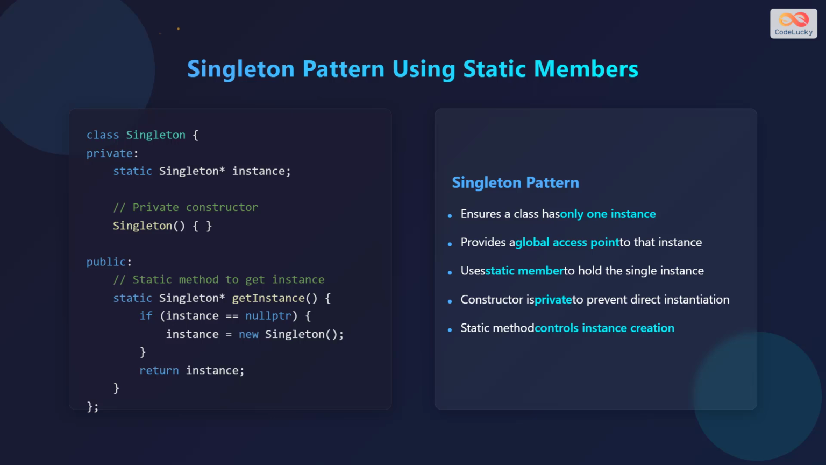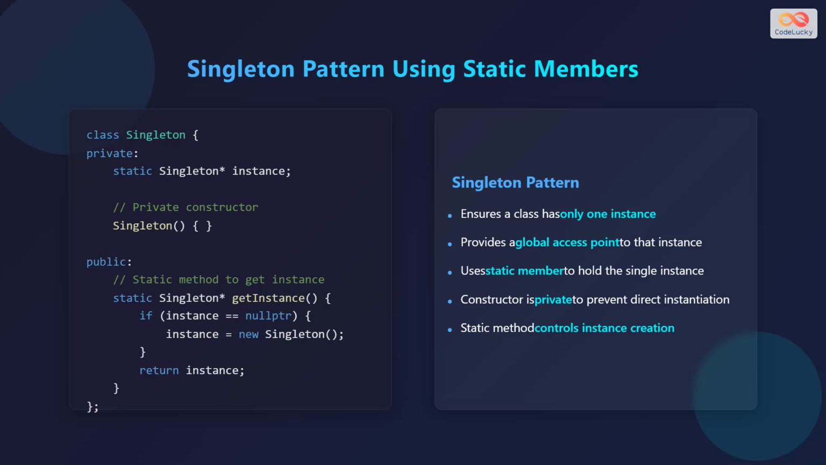Now let's see how static members can be used to implement the Singleton pattern. Here we have a class called Singleton. Inside the private section, we have a static member variable called instance, which is a pointer to a Singleton object. We also have a private constructor, which ensures that no objects of the Singleton class can be created directly. In the public section, we have a static method called getInstance. Inside this method, we check if the instance is null. If it is, we create a new Singleton object and assign it to the instance variable. Then we return the instance.